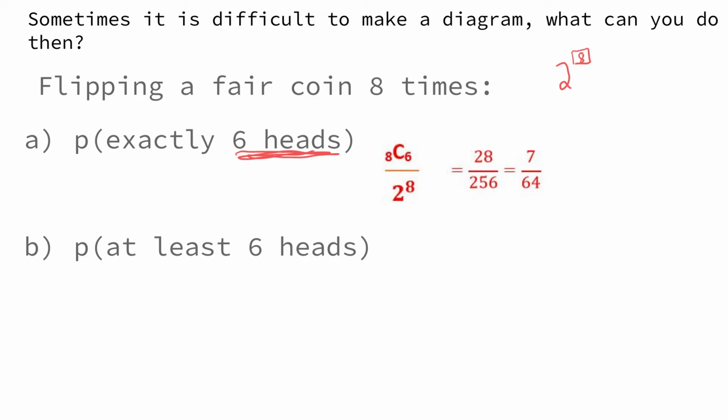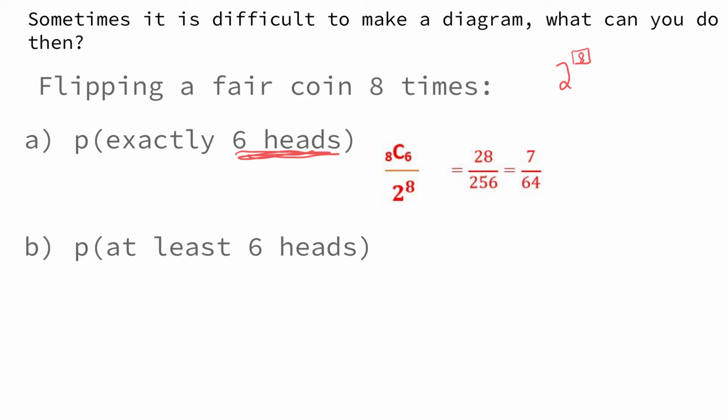And so if you do that on your calculator, the combination of 8 choose 6 comes out to be 28. 2 to the 8th power is 256. And if we divide that, that's going to be 7 out of 64 as our probability.